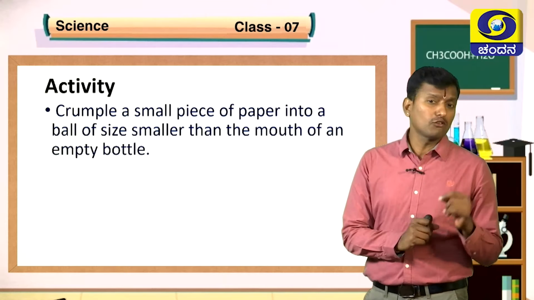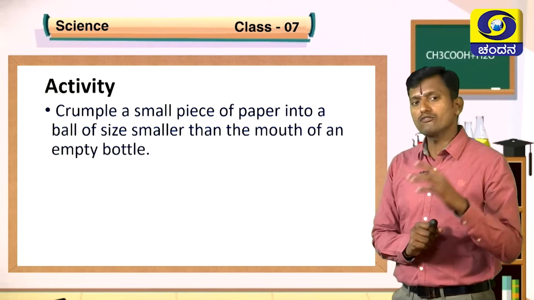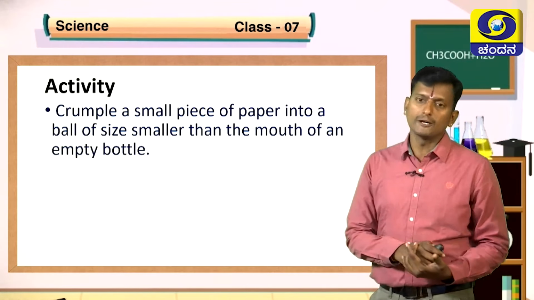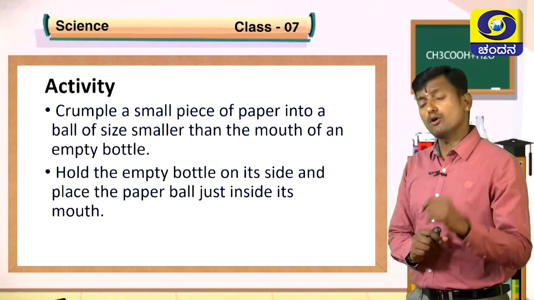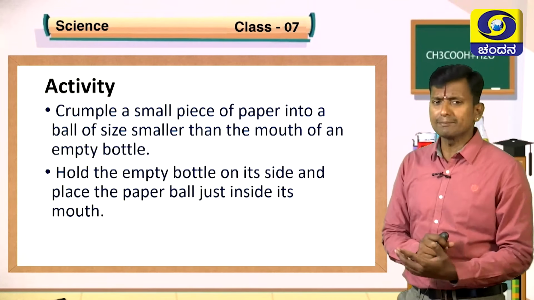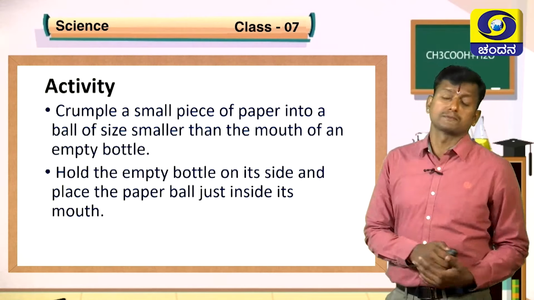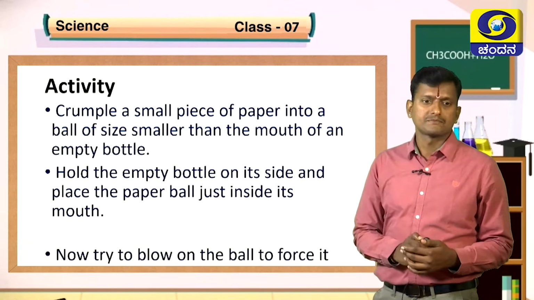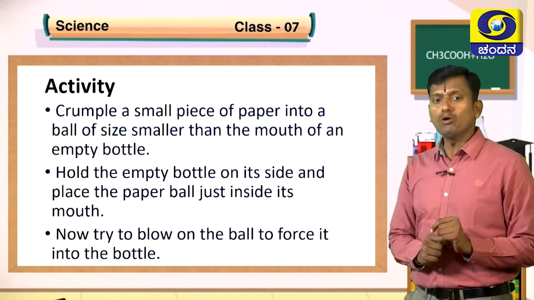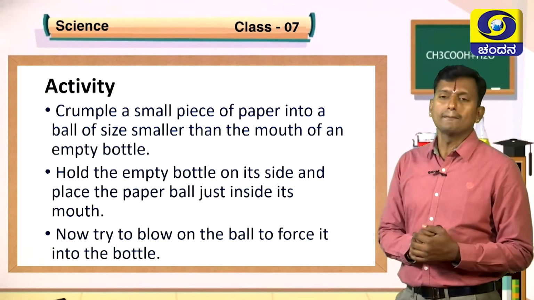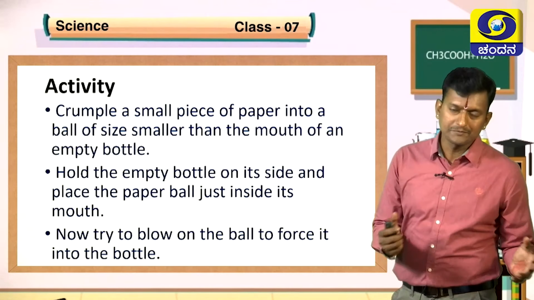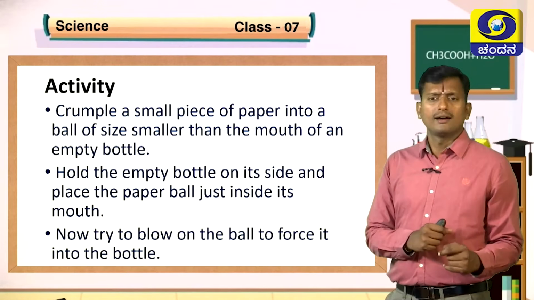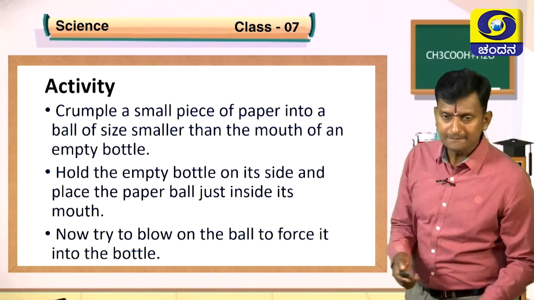Crumple a small piece of paper into a ball of size smaller than the mouth of an empty bottle. Hold the empty bottle on its side and place the paper ball just inside the mouth. Now, try to blow on the ball to force it into the bottle. Okay, I will show you how to do that activity. Let's start. What I showed in the three points, I will do the same activity in front of you. Okay, ready?